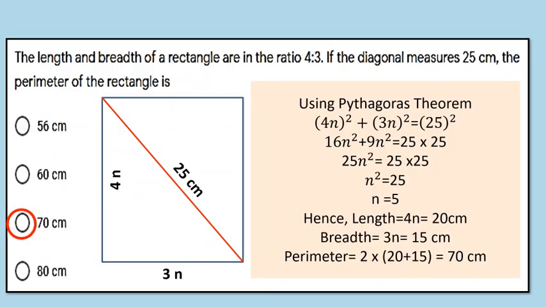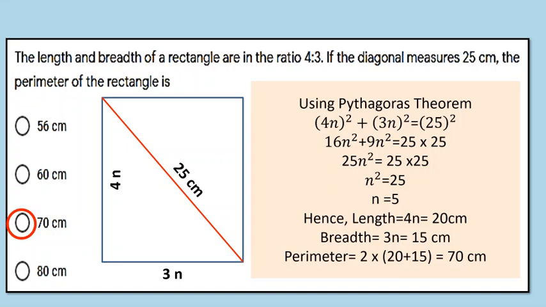Okay, this is another interesting question. Length and breadth of the rectangle are given. It's a rectangle, so its length and breadth ratio is given as 4 is to 3. Now, the diagonal measures 25 centimeters. I have drawn it in red color, 25 centimeters. What is the perimeter of the rectangle? So, what you have to do is use algebra, take the length of the rectangle as 4n and the breadth of the rectangle as 3n.